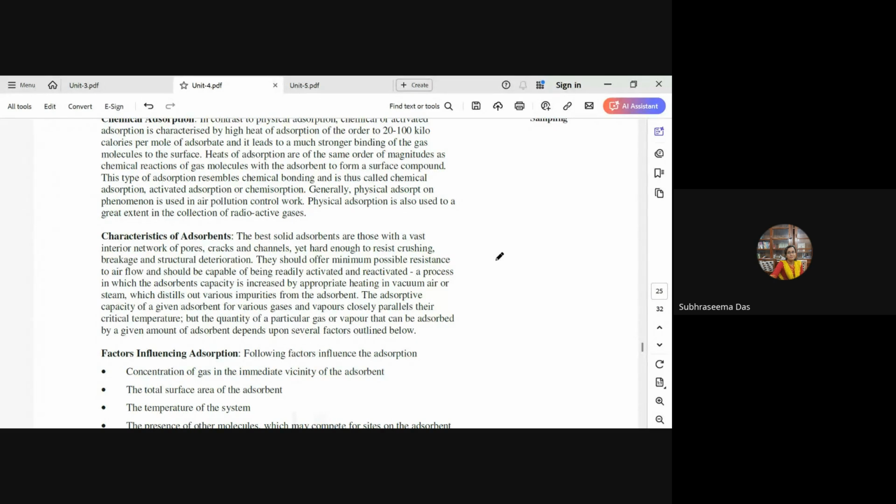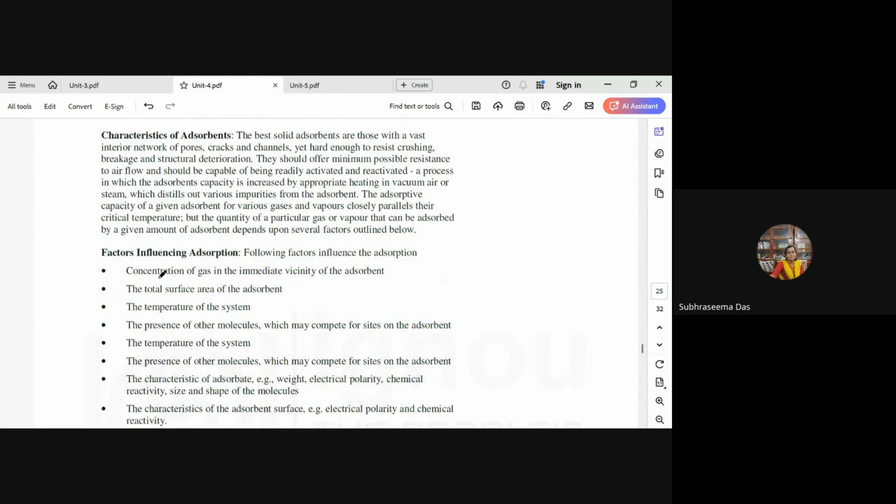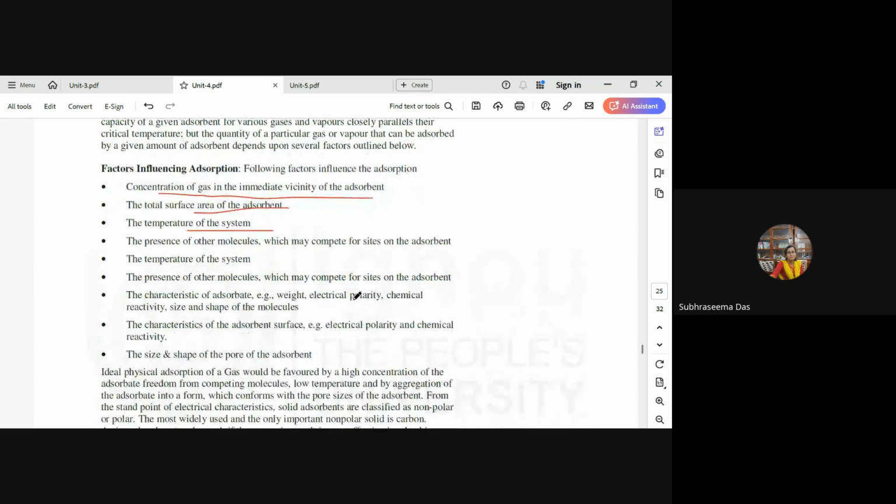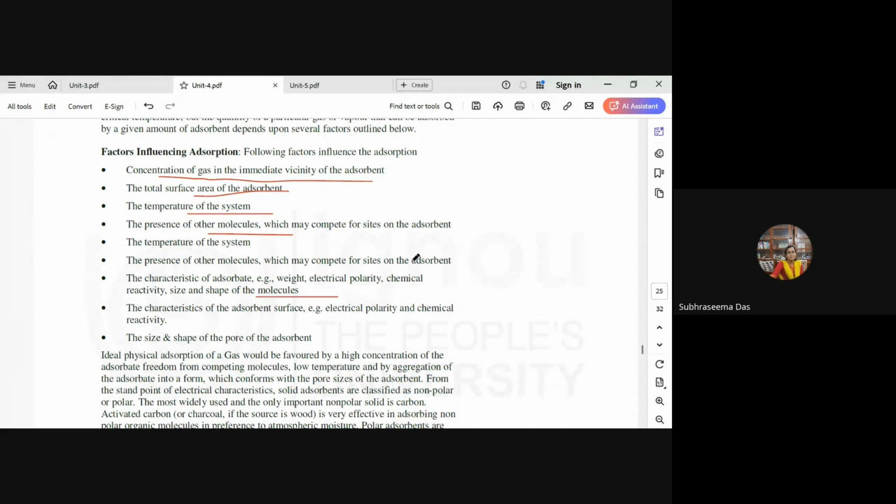The adsorptive capacity for various gases and vapors closely parallels their critical temperature, but the quantity of gas that can be adsorbed also depends on various factors, such as the concentration of the gas in the vicinity of the adsorbent, the total surface area of the adsorbent, the temperature of the system, the presence of other molecules that compete for the sites of the adsorbent, and the characteristics of the adsorbent in terms of its weight, electrical polarity, reactivity, size and shape of the molecules, and the shape and size of the pores of the adsorbent. So these are the factors that influence the physical adsorption of gases onto the adsorbent surface.